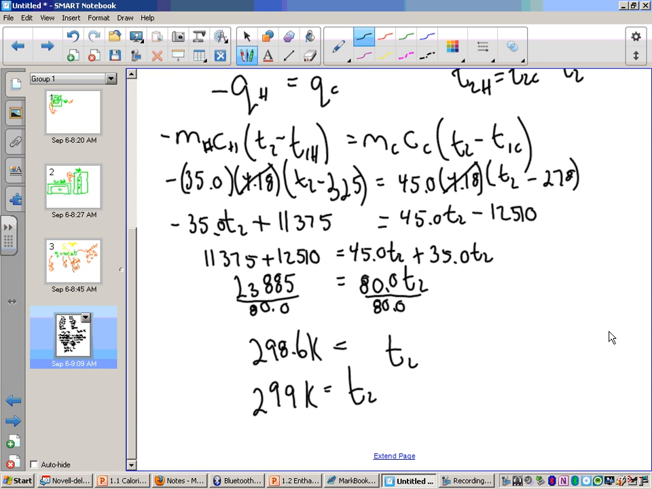All right, so that's the most complicated version of it. But that also uses that conservation of energy, that when one loses, the other one gains. Okay? All right, so that's the end of today's lesson.